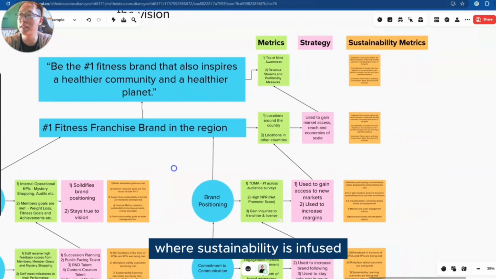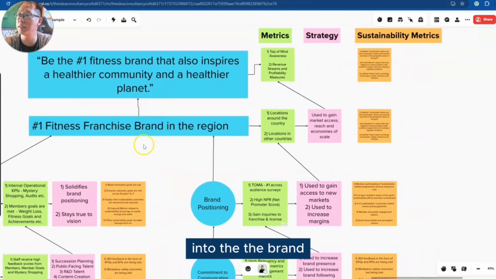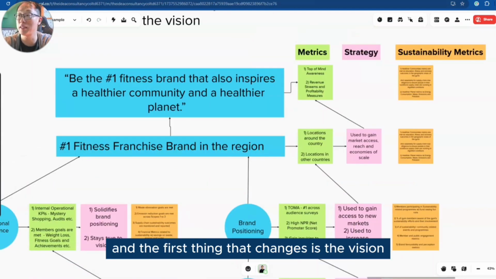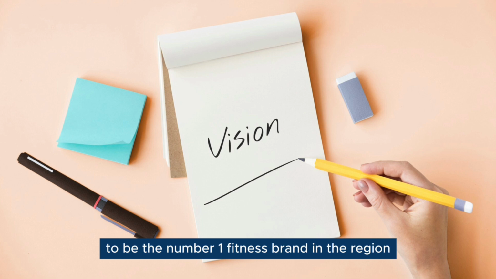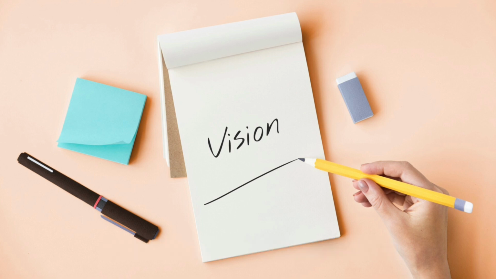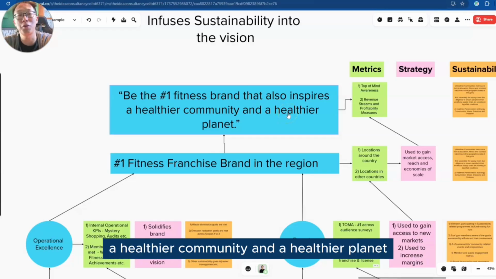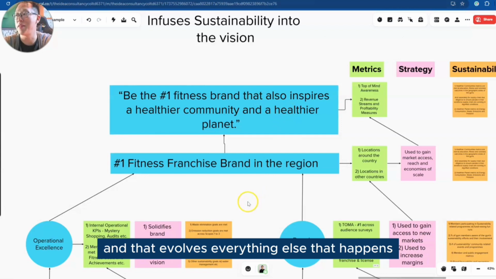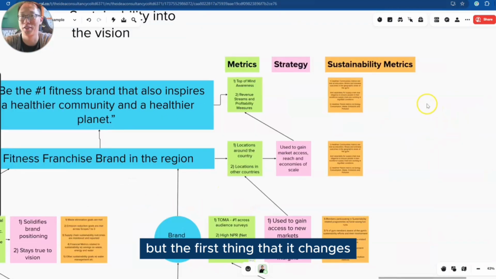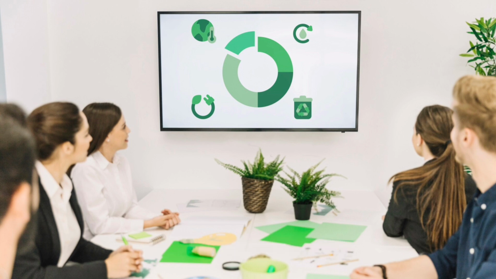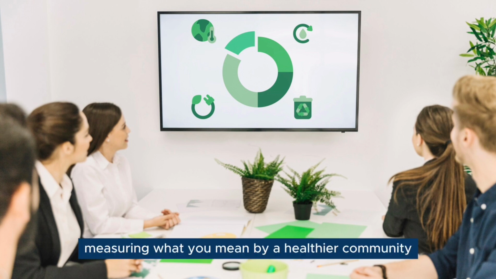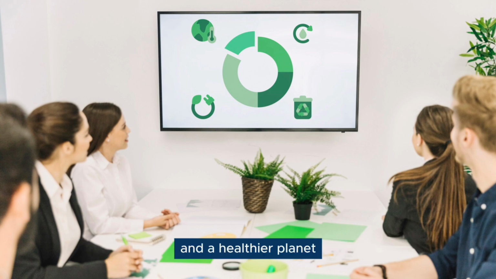Okay. So now we're looking at where sustainability is infused into the brand. And the first thing that changes is the vision. And here, to be the number one fitness brand in the region that also inspires a healthier community and a healthier planet. And that evolves everything else that happens. But the first thing that it changes is sustainability metrics, because now you have to start measuring what you mean by a healthier community and a healthier planet.